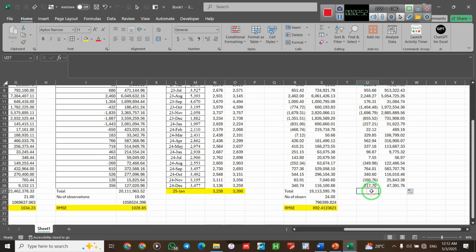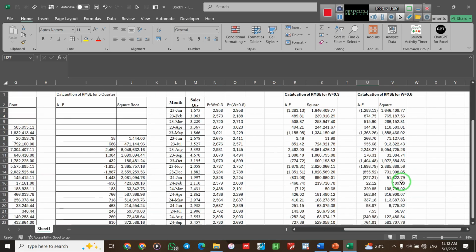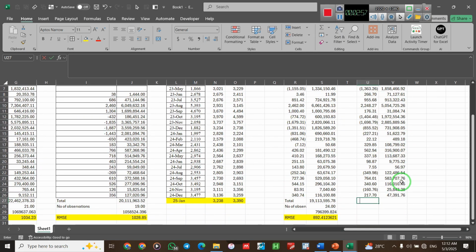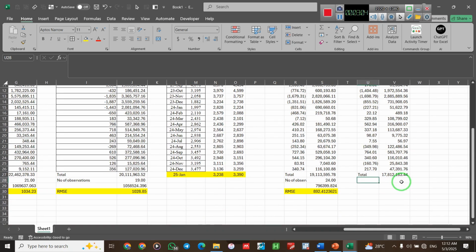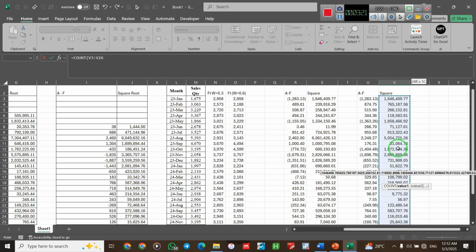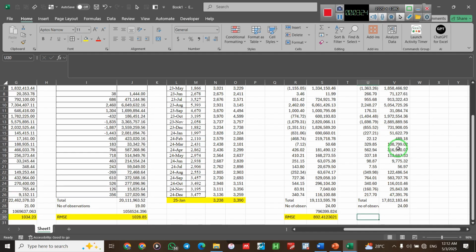So first what you have to do is you have to identify the total value of this squared figure. So I put the total here, then take the sum of all the details entered here. Then you have to identify the number of observations, right? To identify the number of observations, I'm using the count formula. I have told you another method as well. So count, and I will select the area that I want to be counted, and so I can see that my number of observations are 24, right?